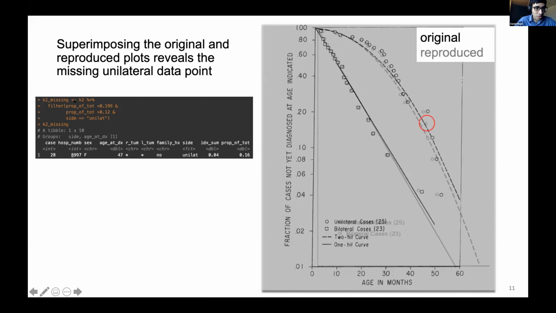So I filtered it out. I saw it was on the y-axis between about 0.12, which was this data point here, and 0.20. And I knew it was from the unilateral cases. That's what I was looking for. And it turned out that this was one of the cases that was not plotted. We can see that the value here, 0.16, which is where it should be on the black original plot, is not present.